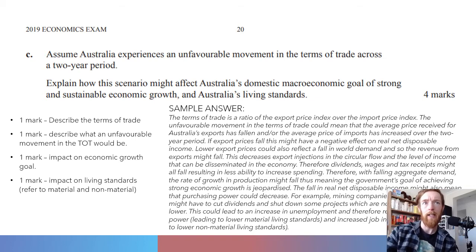So in terms of what VCAA had here, they wanted people to describe the terms of trade, describe what an unfavorable movement in the terms of trade would be, the impact on the economic growth goal, and an impact on living standards. And whenever you refer to living standards, you always should refer to material and non-material. Otherwise, you'll probably lose out on marks there. And when it's only worth 1 mark, you'd probably lose 1 whole mark, which would suck.